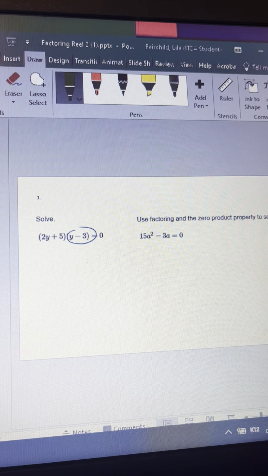And then for the second one, what we are doing is we're trying to figure out what a needs to be to get this equation to be 0. By factoring it out, you can get 3 out of both of these numbers, so 3a and then 5a minus 1 equals 0. So for the -3a, that one's just easy. a equals 0.